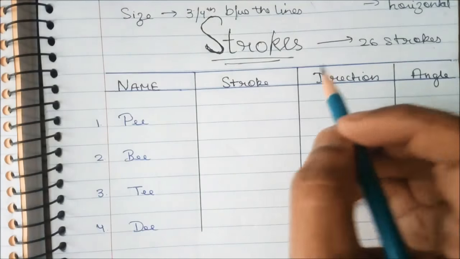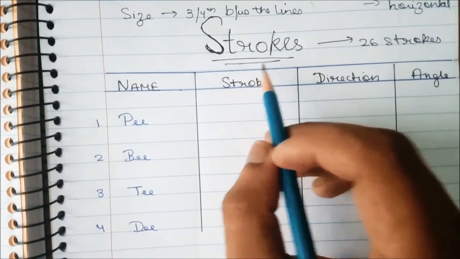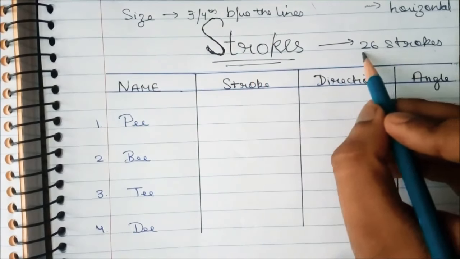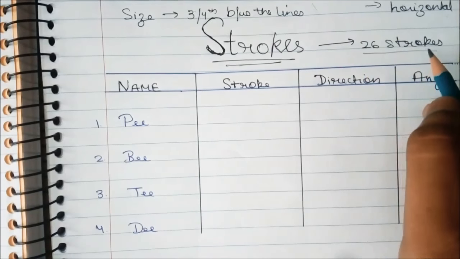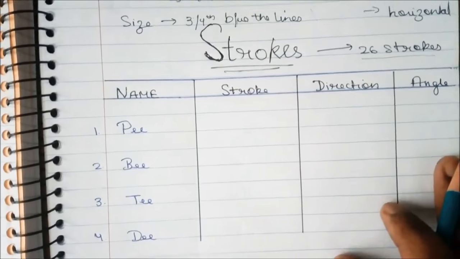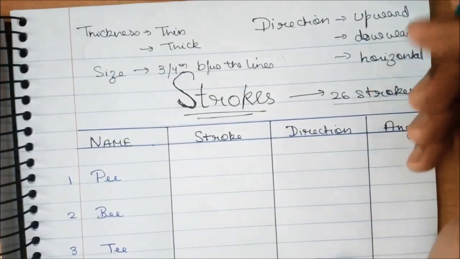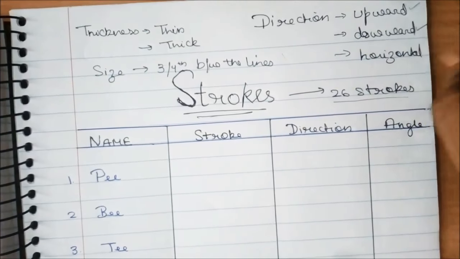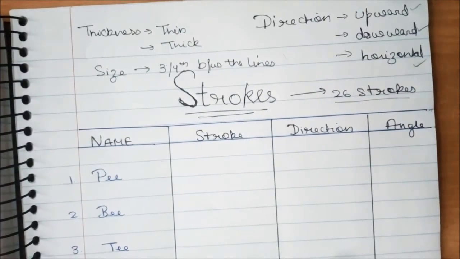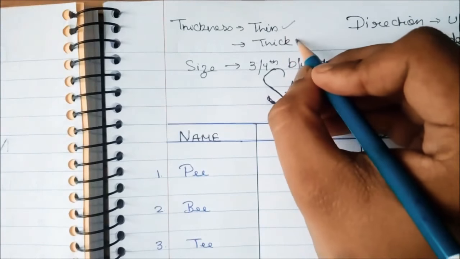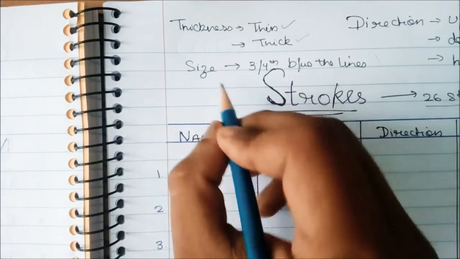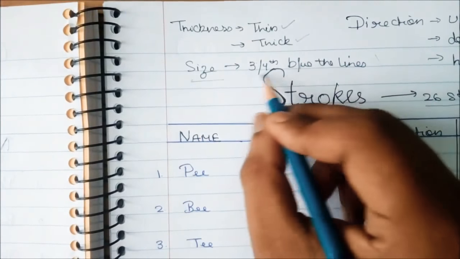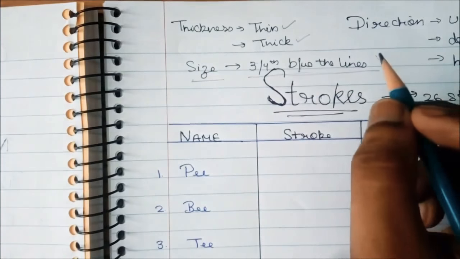In the first class, we are going to learn about strokes. There are 26 strokes used in shorthand. The strokes can be described on the basis of direction as upward stroke, downward stroke and horizontal stroke, and on the basis of thickness as thin stroke and thick stroke. Always remember that the size of the stroke should be 3/4 between the lines.